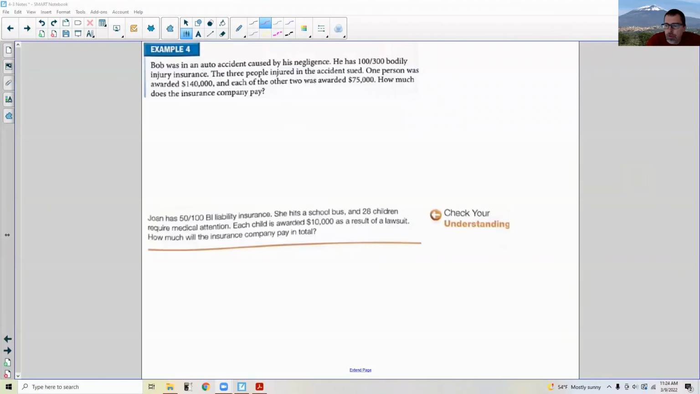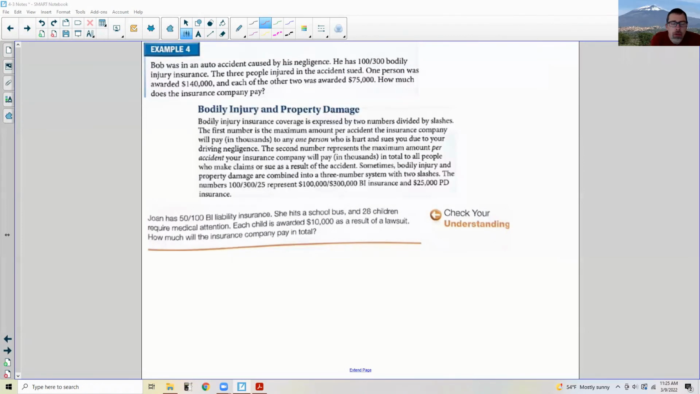Okay, example 4. Bob was in an auto accident caused by his negligence. Okay, so he was at fault. He has 100/30 bodily injury insurance. So I'm going to stop right there. Okay, so let me just bring this in first and discuss this. Bodily injury and property damage.